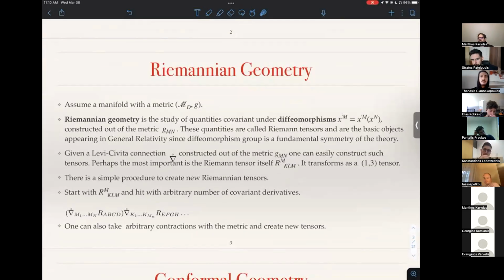What is Riemannian geometry? In Riemannian geometry, we assume we have some manifold M with some dimension D, and let's assume we have a metric, pseudo-Riemannian or Euclidean signature, doesn't matter. Riemannian geometry is basically the study of quantities that are invariant under diffeomorphisms, or in other words, change of coordinates, which are constructed out of the metric g_mn. These quantities are what I'll refer to as Riemann tensors, and are the basic objects that appear in general relativity, as we all know, since the diffeomorphism group is the fundamental symmetry of the theory.